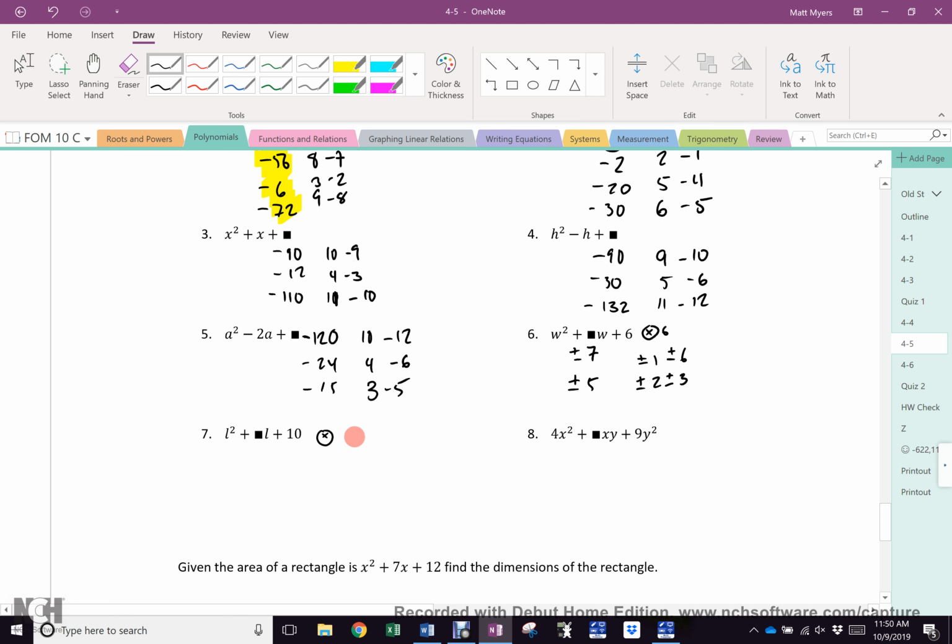It has to multiply to 10, so what are my options? 1 and 10 and 2 and 5. So what are my options for this blank? 11, positive or minus, and 7. Positive or minus. Everybody good?